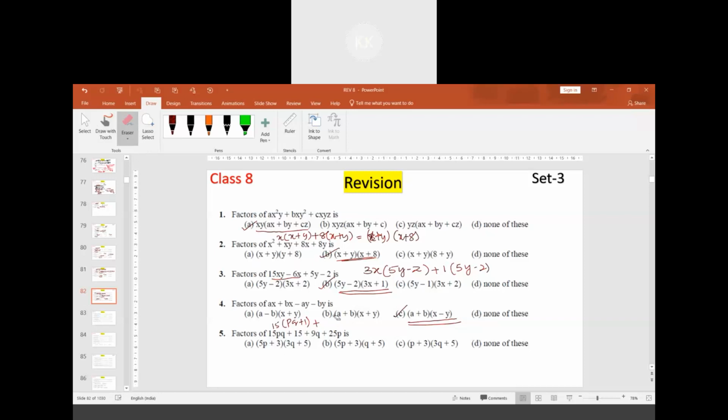Let us rearrange: 15PQ plus 25P plus 15 plus 9Q. These two are written separately. Sir, you have written 9P, so it has to be 9Q.